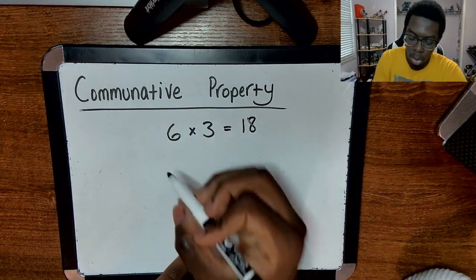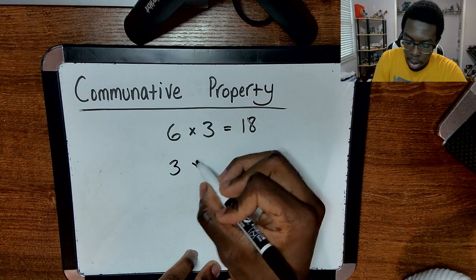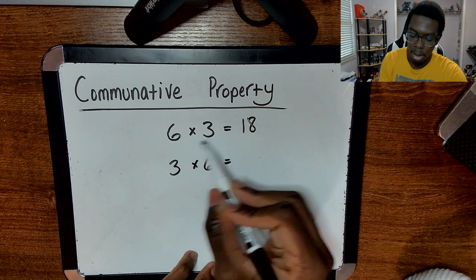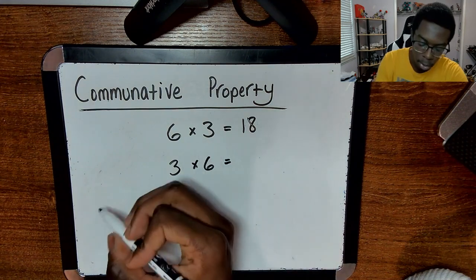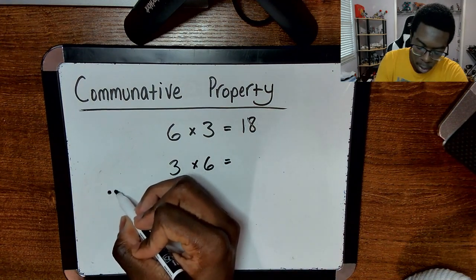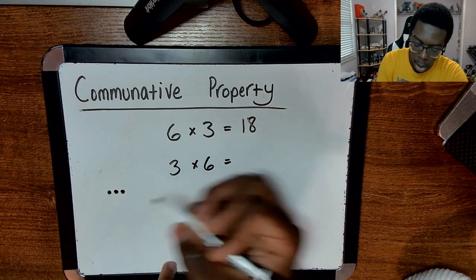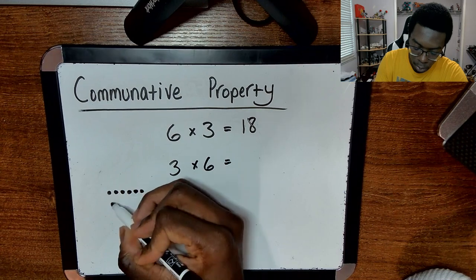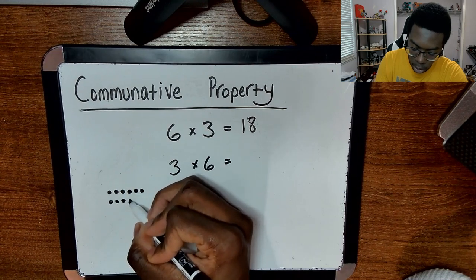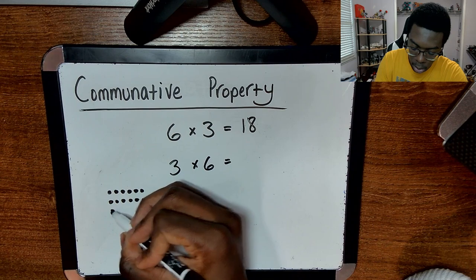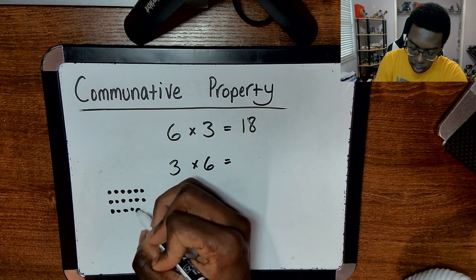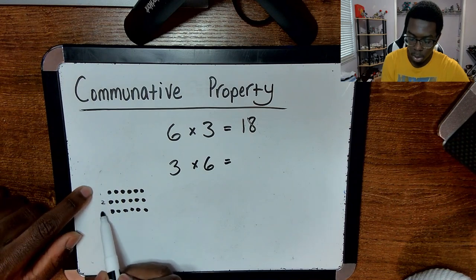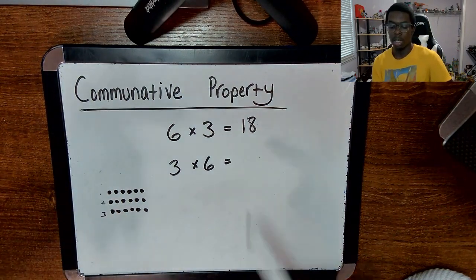And now let's do 3 times 6. Well, in this example, right, we have 3 groups of 6, right? So let me draw these real quick. So here are groups of 6. We have 1, 2, 3. 3 groups of 6, that's 18.